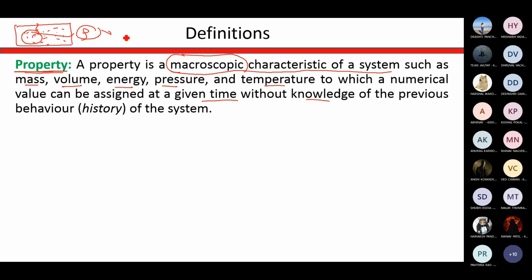For example, let us say the atmospheric pressure. How do we denote the atmospheric pressure? We say it is 1 atmosphere. So we can use this number, 1 atmosphere, at a given time t, right? So we can assign this kind of value for this property, which is pressure. So pressure is a macroscopic characteristic of your system, and it must be called a thermodynamic property. Is it clear? What is property? You can assign a definite value for it at a given time.